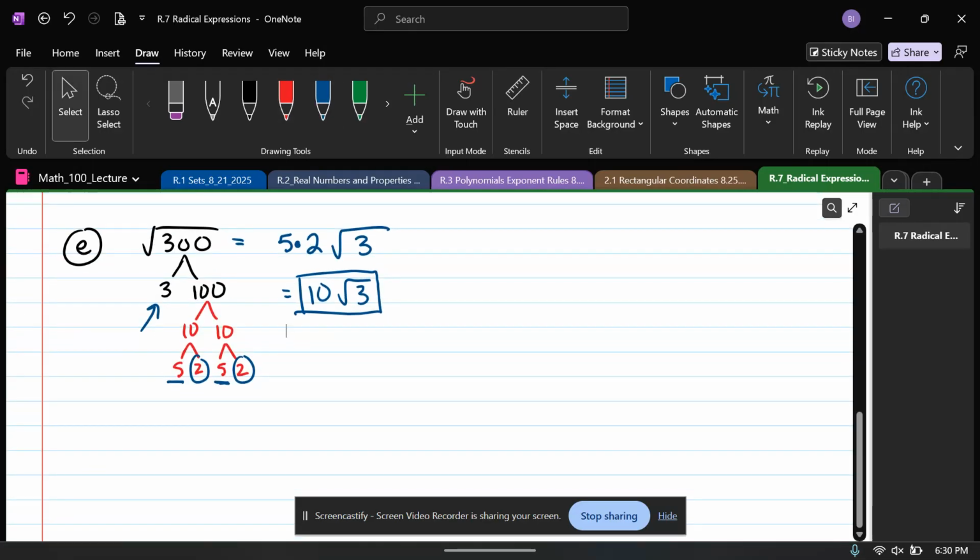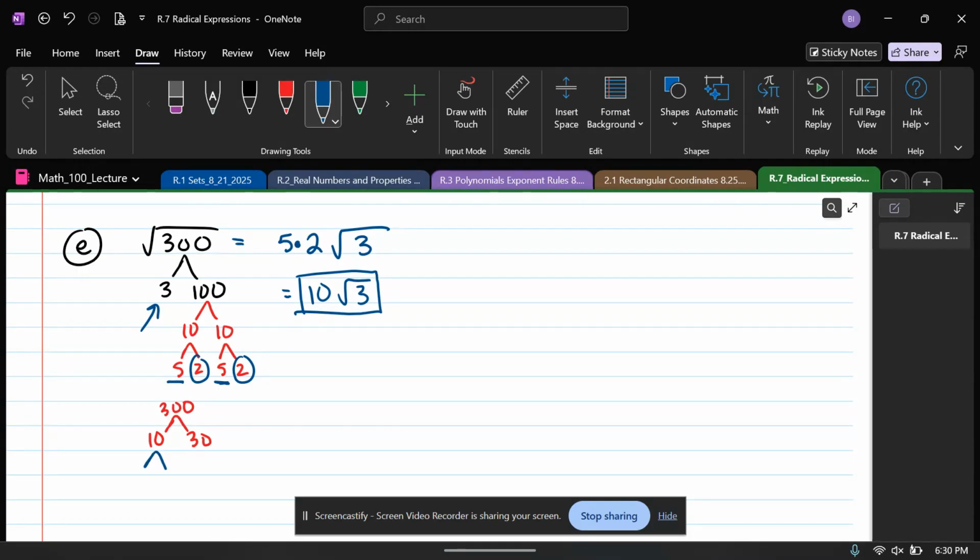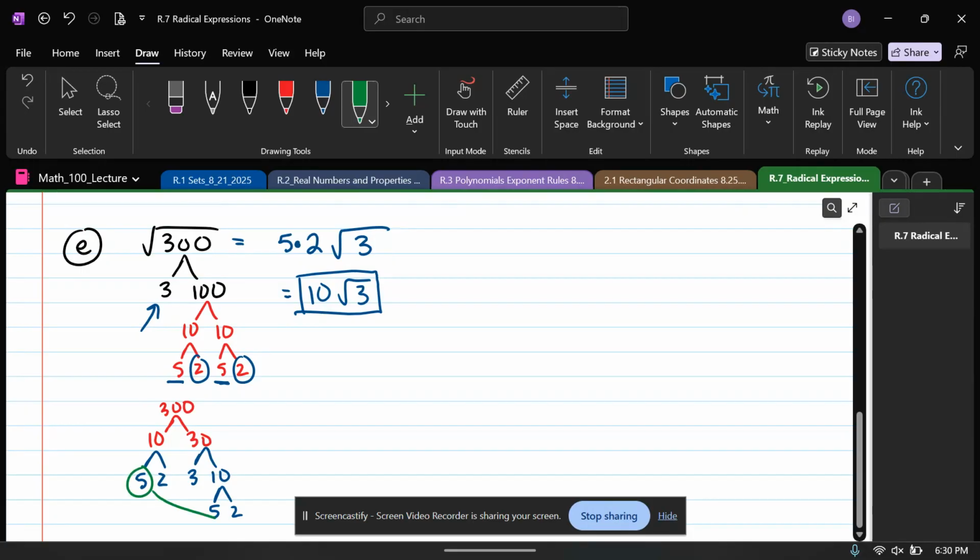Abby said that she did 10 and 30 for her 300. 3 and 10, and then 5 and 2 again. You got the same numbers. You got a pair of 5s and a pair of 2s. Same thing. Doesn't matter how you break it apart to start with, as long as your numbers multiply to be the number above it. It works no matter what.